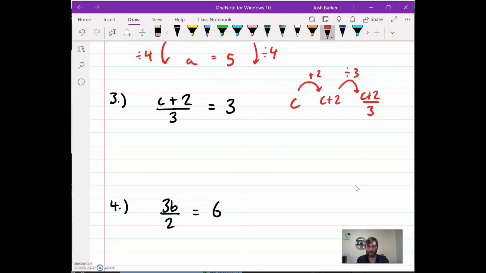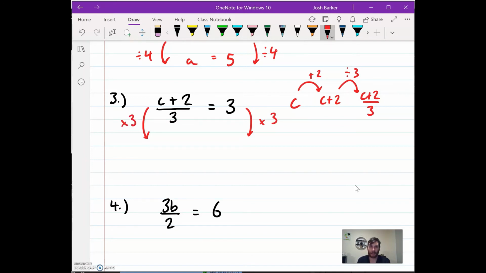Don't be put off by the fraction for this one. Remember, a fraction just means divide, so don't stress about that being there. It does make it look a little bit more scary, but we can handle it. Okay, first I'm going to do the opposite of dividing by 3, which is to multiply by 3.